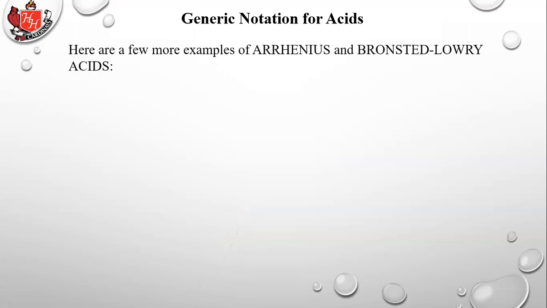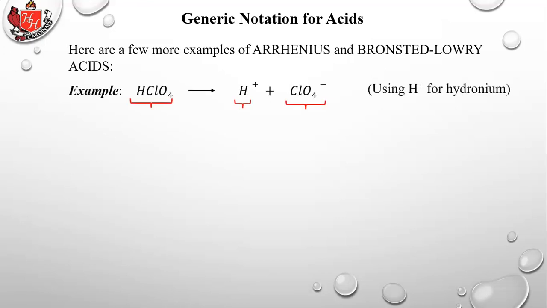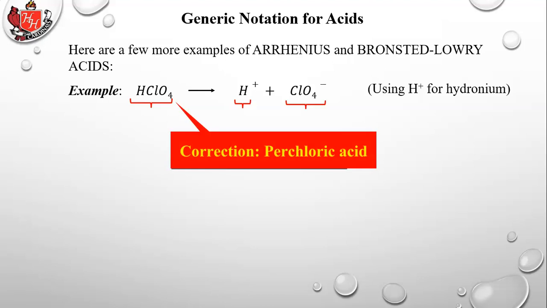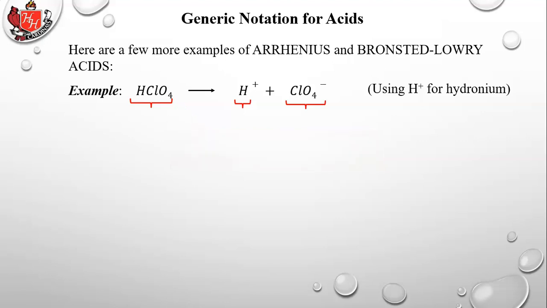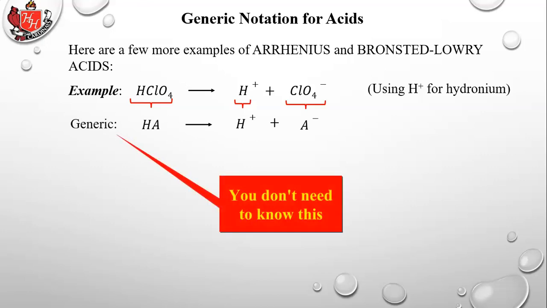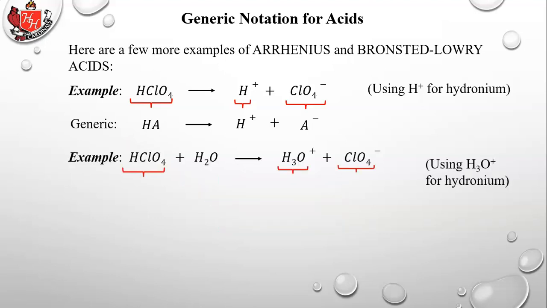Here are a few more examples of Arrhenius and Bronsted-Lowry acids. So this is hydrochloric acid. And in the abbreviated notation where we just use H+, the HClO4 breaks into an H+ and the rest of it, which is the ClO4. But since that hydrogen atom left its electron behind on the ClO4, the ClO4 becomes negatively charged. I'm not going to get into the generics. That's when we get into some deeper analysis of acids and bases, such as in AP Chem, where we talk about the generic notation.